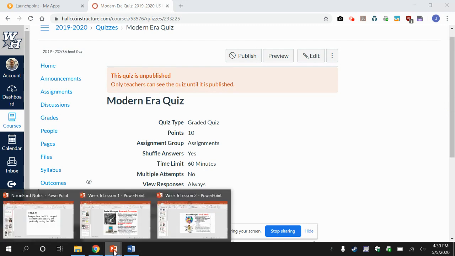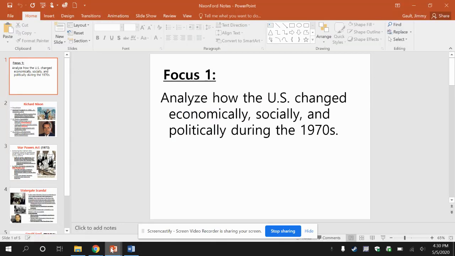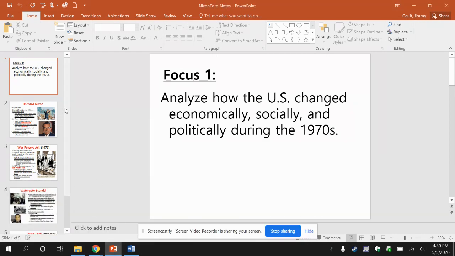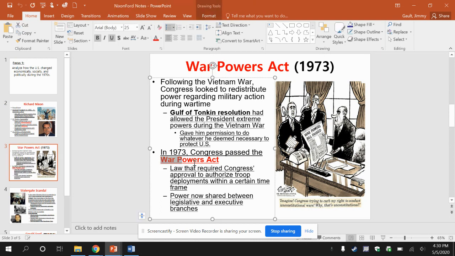I'm going to do a quick review, and it's basically going through everything that we've done so far. So this was from week 6 and week 5. This first part is talking about Richard Nixon, and some of the things that he did in his presidency. One thing that's going to be on the quiz is this War Powers Act. The War Powers Act was a law that required Congress's approval before the president could move troops.